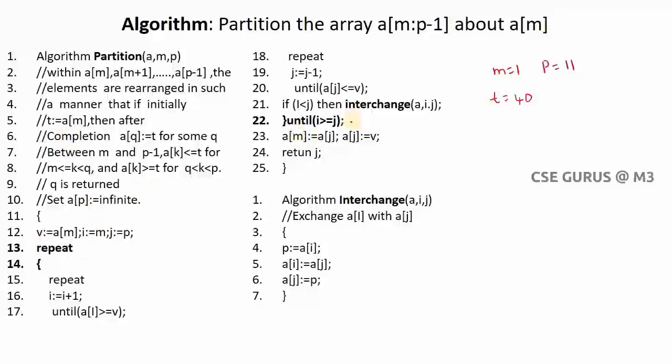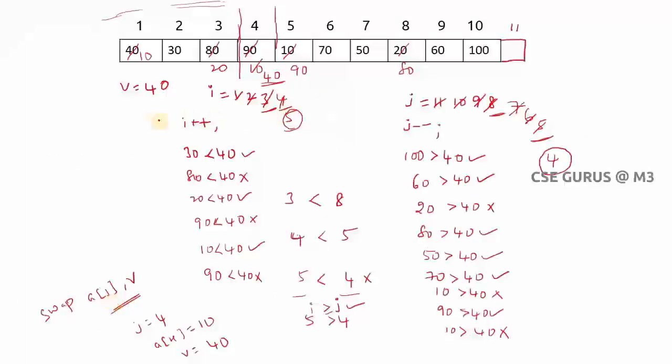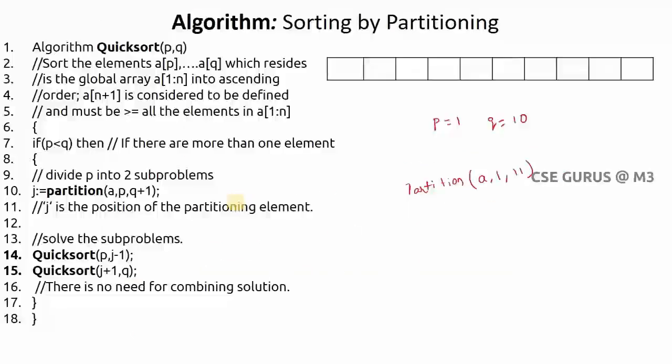In the algorithm we have also taken it as v, so you can take v equals 40. So i equals m, that means we have taken i equals 1 there, and j equals p, which is 11. See, there is one repeat inside another repeat, 2 repeats actually inside. Repeat i incremented until A of i is greater than or equal to v. This is incrementing until the condition A of i less than v is false, that means until it is greater than or equal.